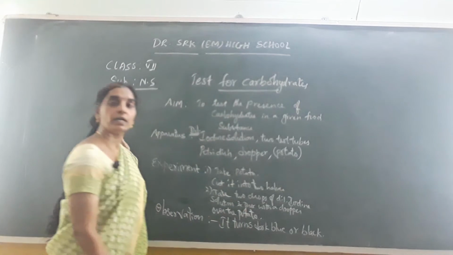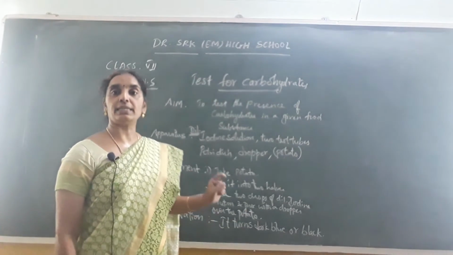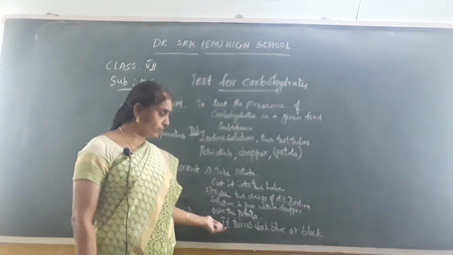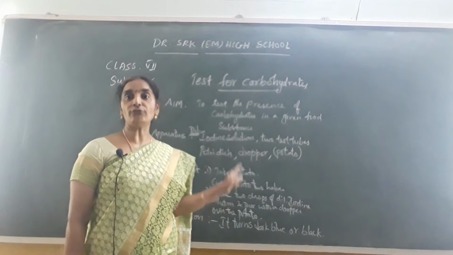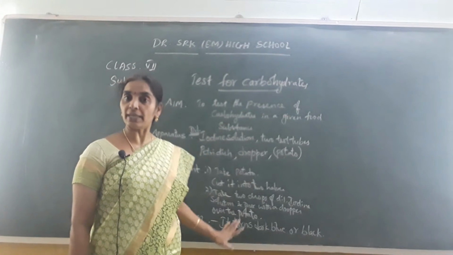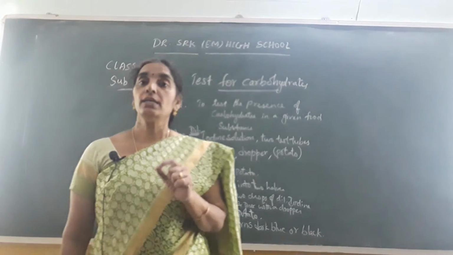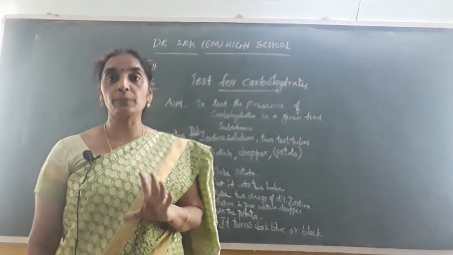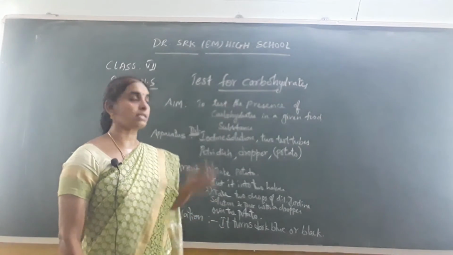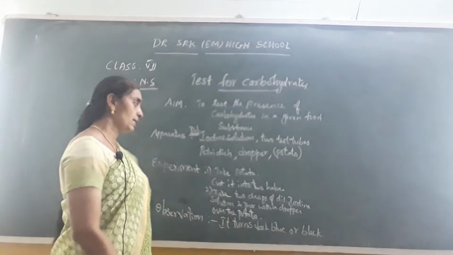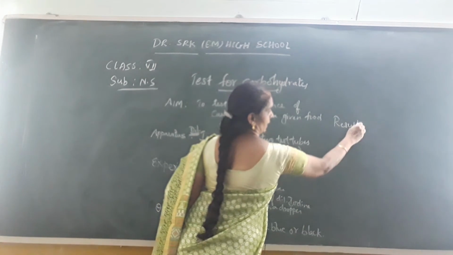So from this observation you come to the result that if the potato turns dark blue or black, it confirms the presence of carbohydrate in the given substance. If a dilute iodine solution is added to the substance and it turns dark blue or black, it confirms the presence of carbohydrates in a given substance. That is written as the result or inference.